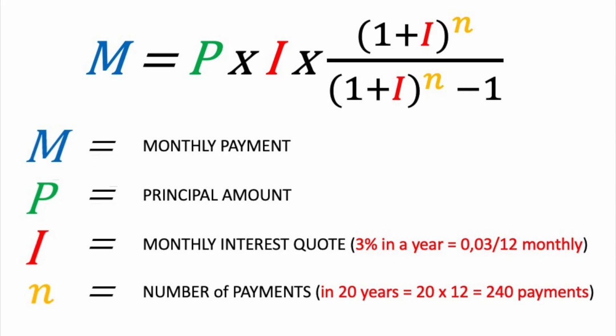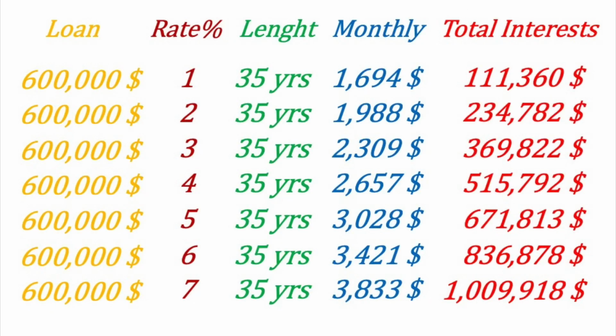The monthly payment can be calculated by this equation, based on the loan amount, the interest rate, and the mortgage length. If we consider a mortgage of 35 years, and an interest rate that goes from 1 to 7%, you can see how the total amount of interest rises due to the interest rate.